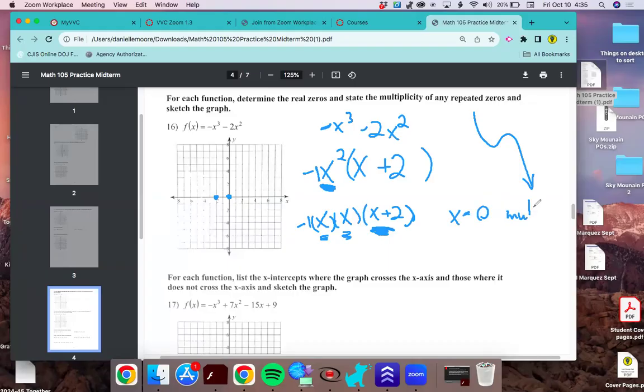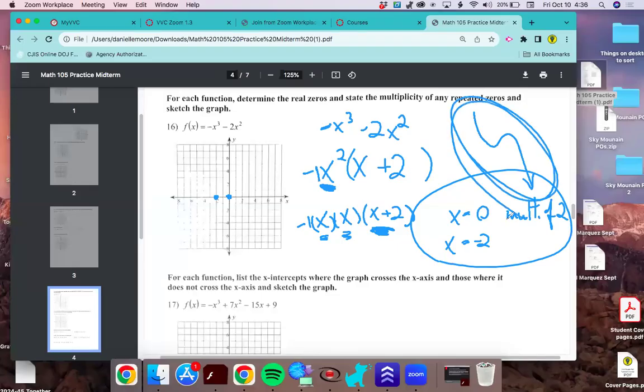So we would say multiplicity of 2. And then we also have an x-intercept or a zero at -2. X equals -2 with no multiplicity really. And so I guess that's how we'd summarize that. And then we draw a picture by making sure that it looks like it's supposed to look.